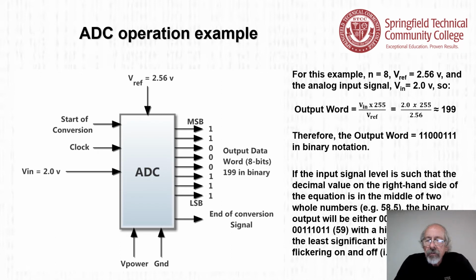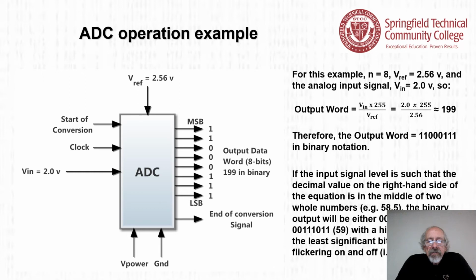Therefore, the output word should be 11000111. And if you do the math for this, you'd see the most significant bit was worth 128. The one below it is worth 64. So 64 and 128 is 192. The last 3 bits of 111 are equal to 7. So 192 plus 7 is 199.